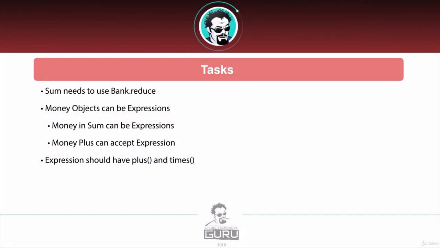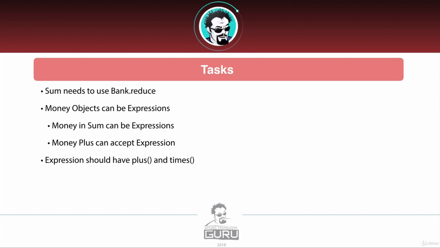To do this, the sum needs to actually use bank reduce. So that's going to fail right now when we run it. And we're also going to look at some refactoring. Effectively, the money objects where they're declared in code can actually be expressions. So we're going to start moving the code base to be using expressions over money. Money and sum can be expressions.